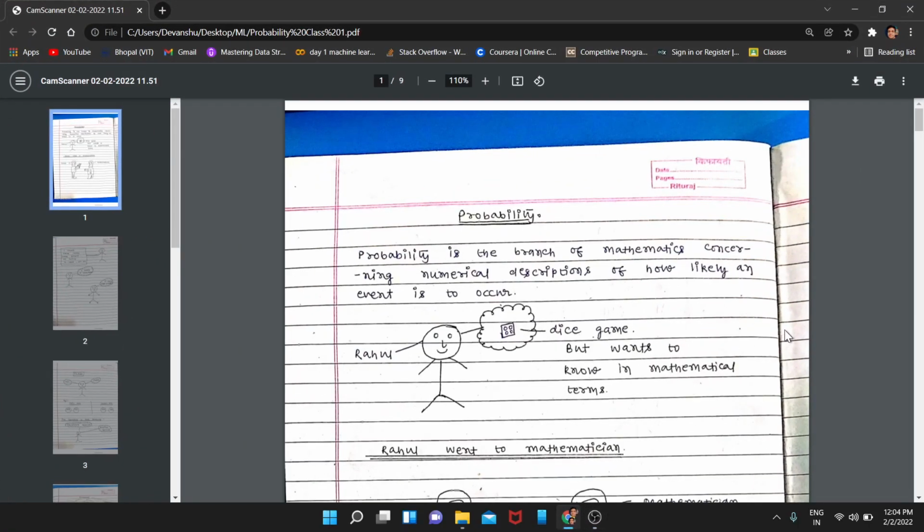Hi, today we are going to look at probability. First, we will look at simple examples of probability. We will clear simple concepts and simple terms. Then we will move on to the complex concepts and the complex terms of probability.